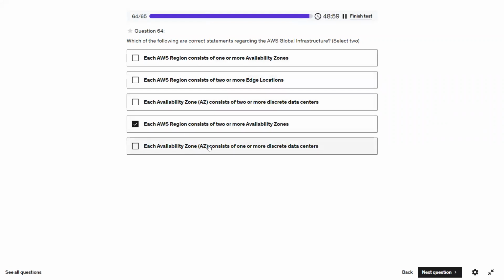And each availability zone consists of one or more discrete data centers. Definitely, zone means we have the data center there, so one data center should be there. So two options are correct.